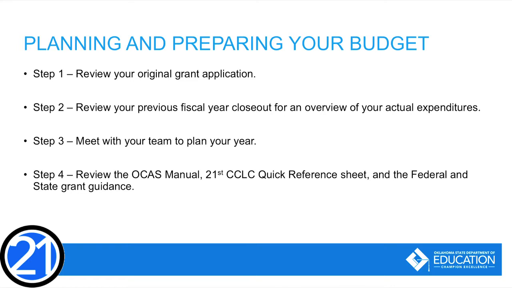If your team hasn't prepared an outline of the coming year, the planning in Step 3 will be time well spent in assisting you in preparing your budget. As you go through the planning and preparing process, you will need the OCAS manual. The OCAS manual is updated every year, so you will need the latest version, which can be found on the SDE Federal Programs website. Finally, the 21st Century Quick Reference Sheet to ensure proper coding specifically for 21st Century, as well as the federal and state guidance, which can all be found on our 21st Century website on the side menu bar under Grant Guidance and Grantee Resources.